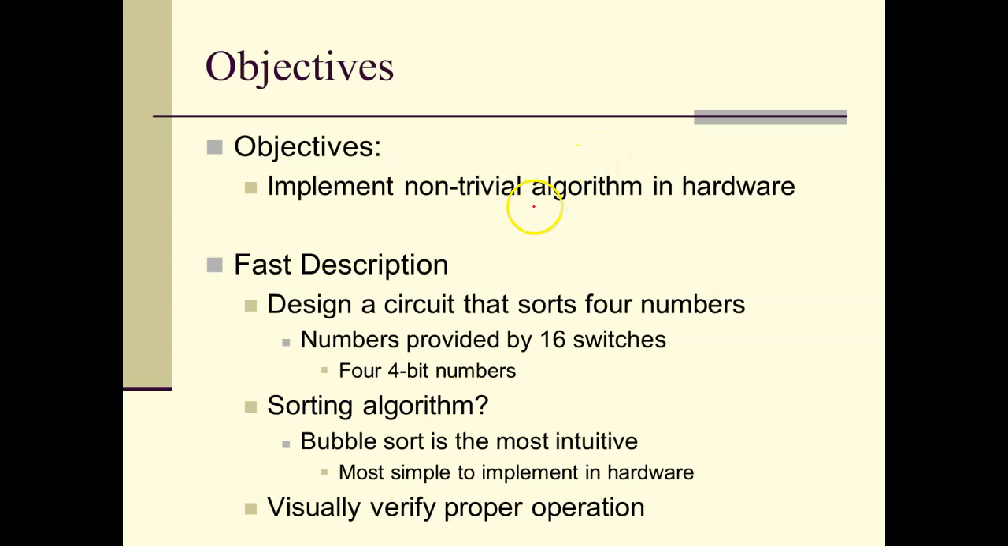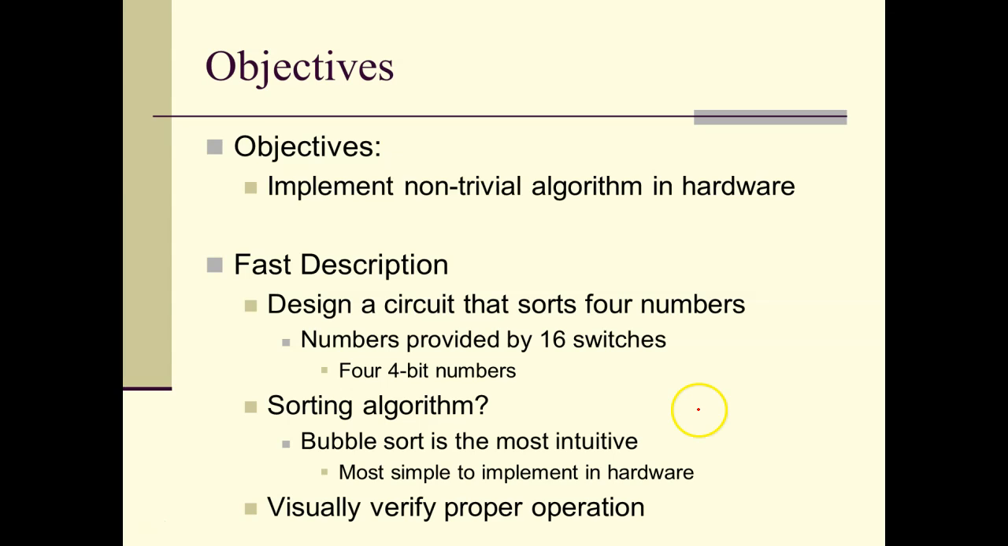As a quick description, what we're going to do is input four numbers provided by the 16 switches, four-bit numbers, and we're going to sort those. Quite honestly, I forgot whether it's ascending or descending order. It really doesn't matter. Either way, it's more important that you do the circuit, but it'll certainly be listed in the experiment. For the sorting algorithm, there are many ways to do sorting.